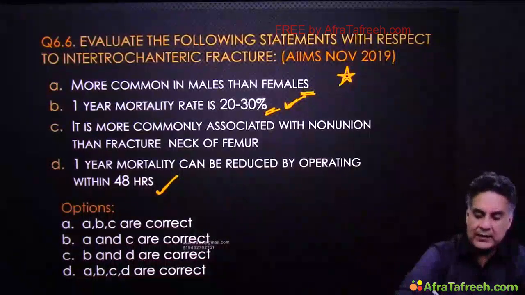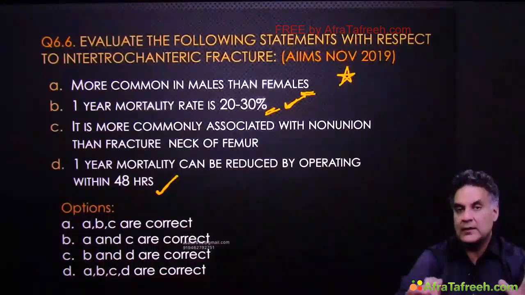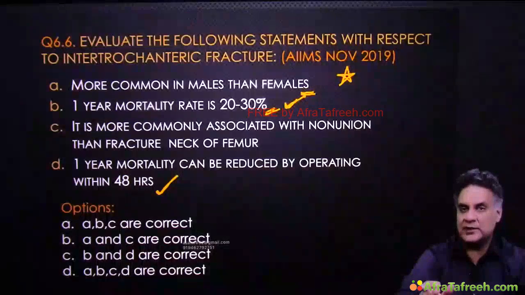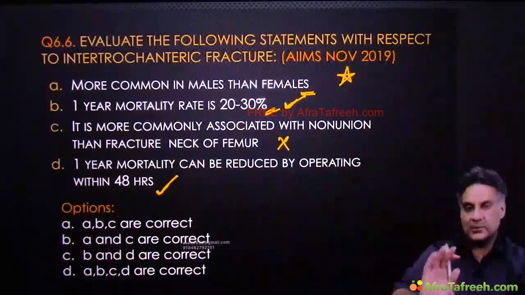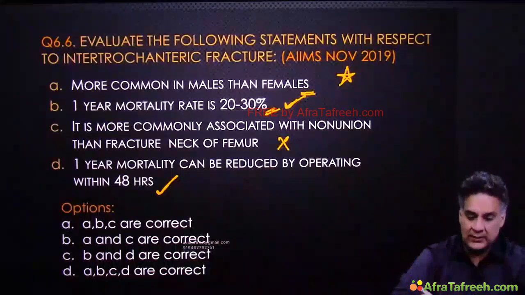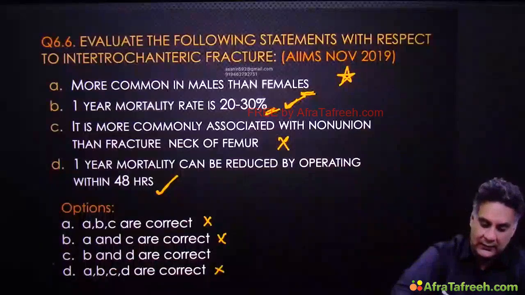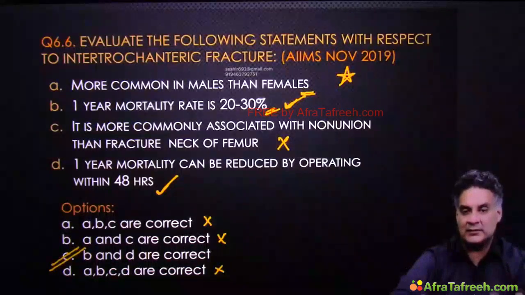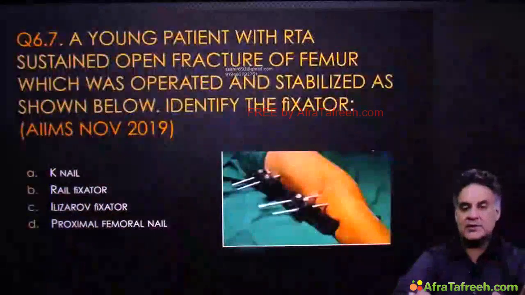Coming to C. It is more commonly associated with non-union than fracture neck of femur. No. It is more associated with malunion. Fracture neck femur is more associated with non-union. This is wrong. Now look at the options. C is wrong. So C is not there. So answer automatically is B and D. We are not sure about A, but even then we can come to the answer. B and D are correct. Remember that.